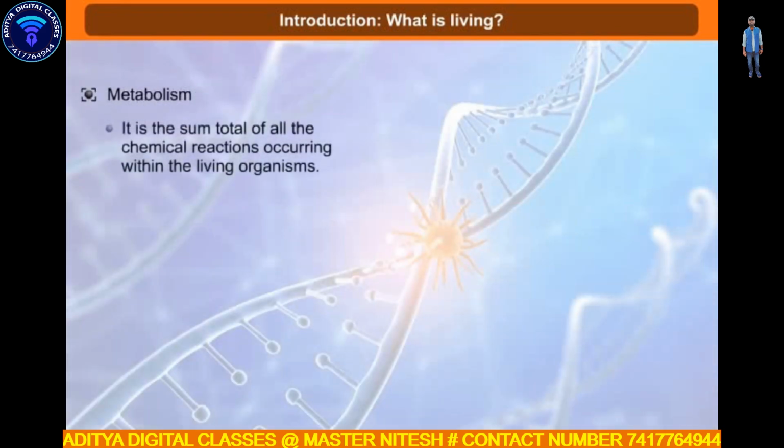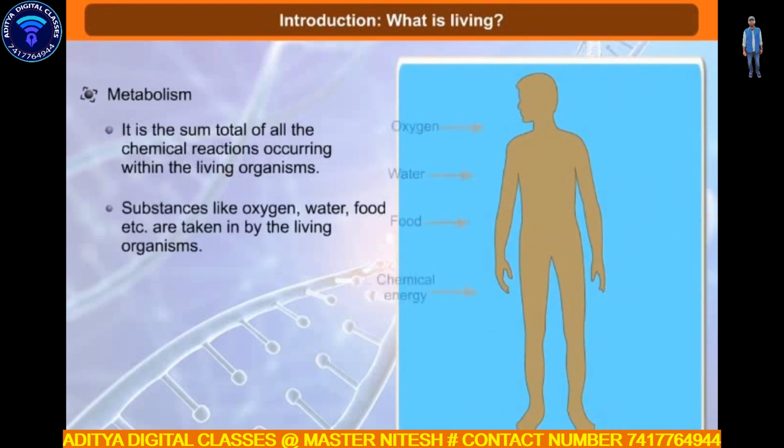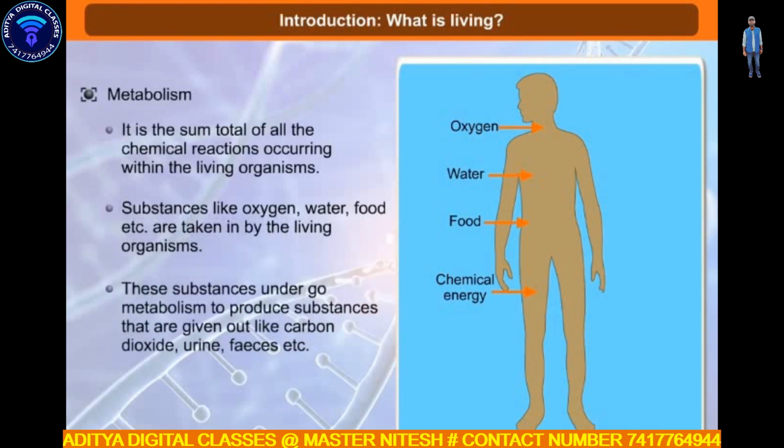Metabolism. It is the sum total of all the chemical reactions occurring within the living organisms. Substances like oxygen, water, food, etc. are taken in by the living organisms. These substances undergo metabolism to produce substances that are given out like carbon dioxide, urine, feces, etc.